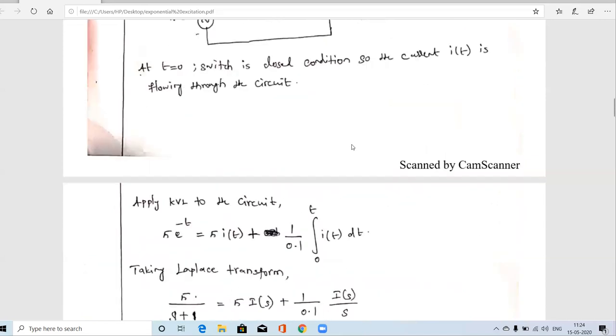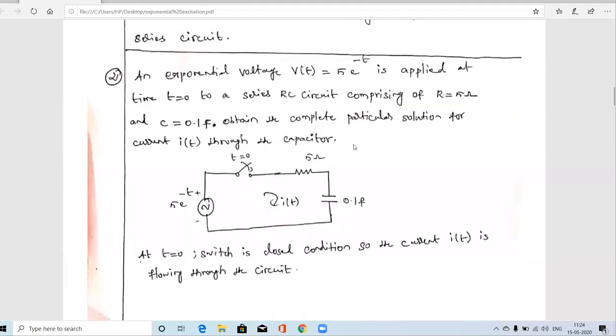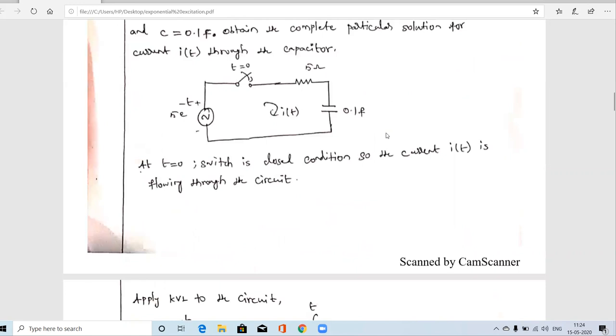Okay, so the same procedure. All the problems in the 4th unit use a similar procedure. You just need to understand the standard Laplace transforms. The Laplace transform of e power minus at is 1 by s plus a. The Laplace transform of a constant is the constant by s.